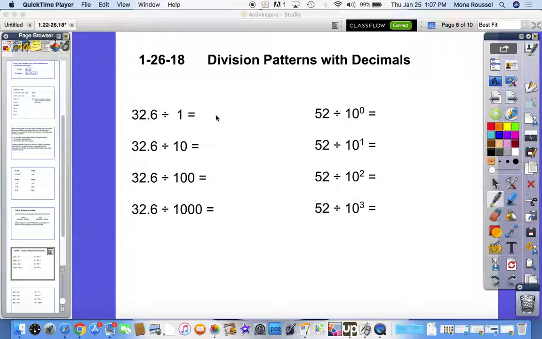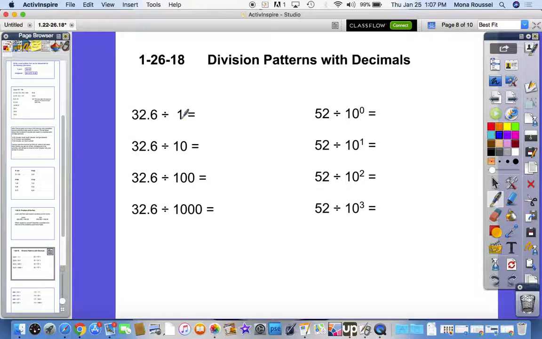In this lesson, we're going to divide numbers by powers of 10. In 32 and 6/10 divided by 1, we just keep in mind that any number divided by 1 is that number itself. So in this problem, we know that 32 and 6/10 divided by 1 is just 32 and 6/10.